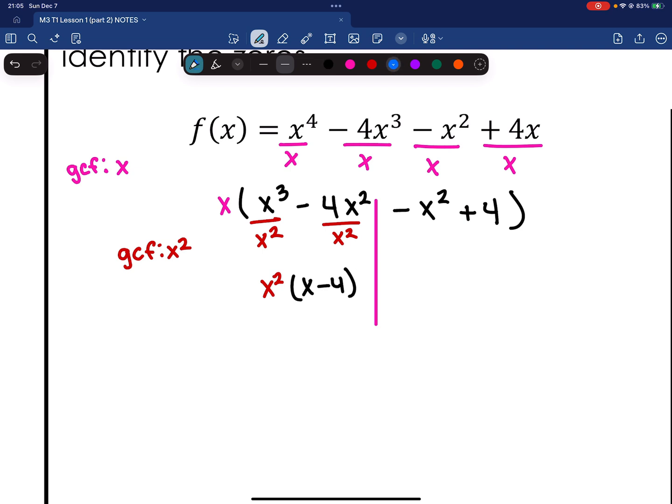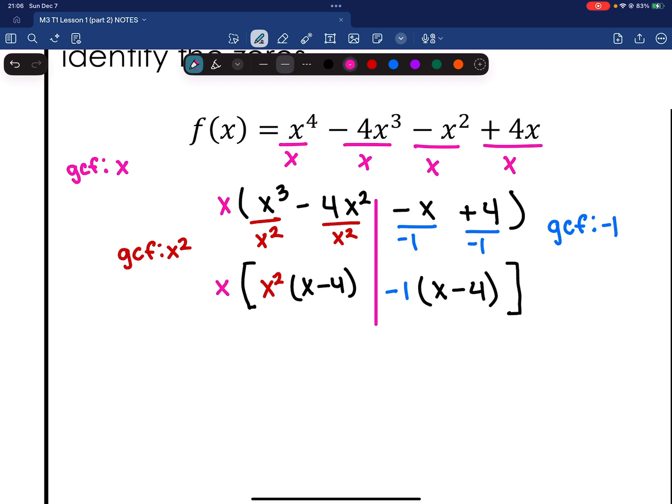On the other side, the GCF looks like it is just a negative 1. And I realized that I did not take that off whenever I divided out an x. So I'm dividing out a negative 1. When I do that, I'm left with x minus 4. And then I'm going to put big brackets on it, and I'm going to bring down that original GCF.